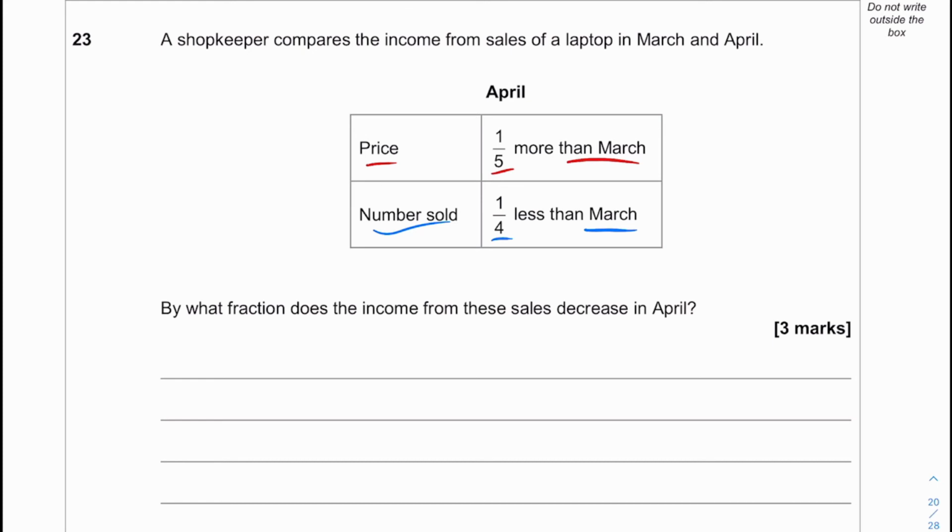So to work out a fractional amount of the income from laptops for April, what we do is we take our 1/5 more than March. So if we say the initial price of the laptop in March was just one unit, and then it's increased by 1/5, so we add 1/5 to it. This is now equal to 6/5. Okay, so this is the new price.